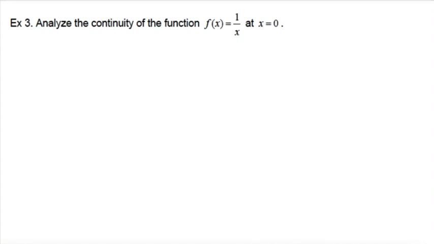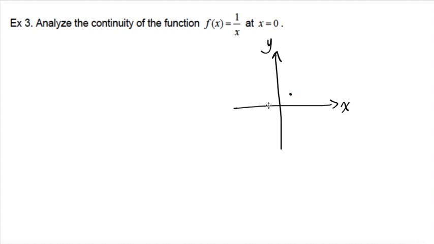Example 3. Analyze the continuity of the function f of x equals 1 over x at x equals 0. Well, here we have a reciprocal function, and if we were to sketch a reciprocal function, it would look something like this, where we'd have a point at (1, 1), maybe that's about there.